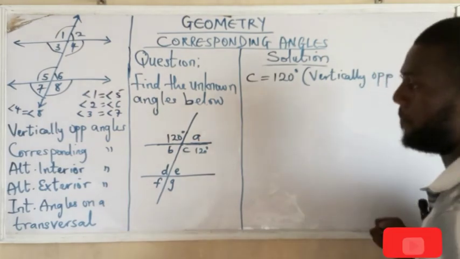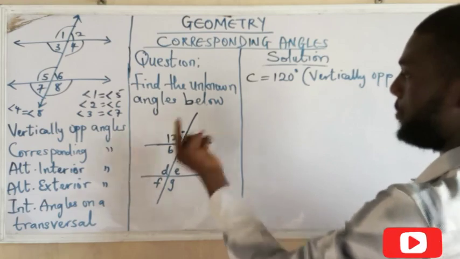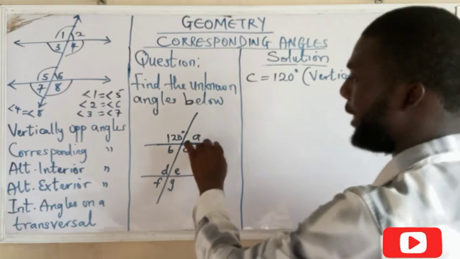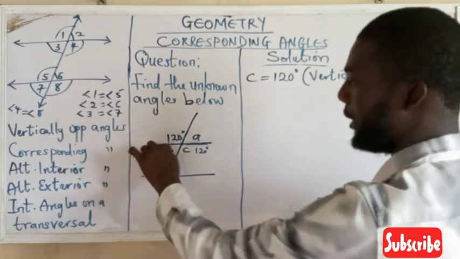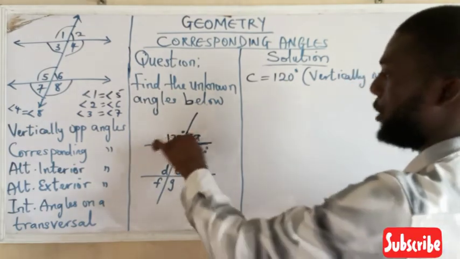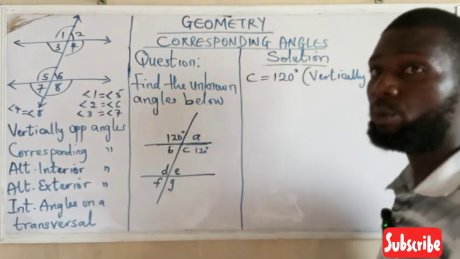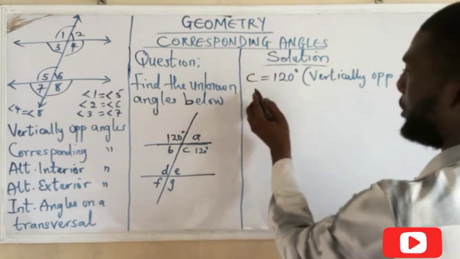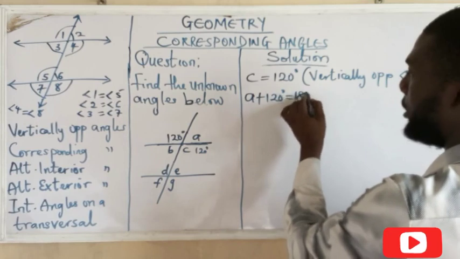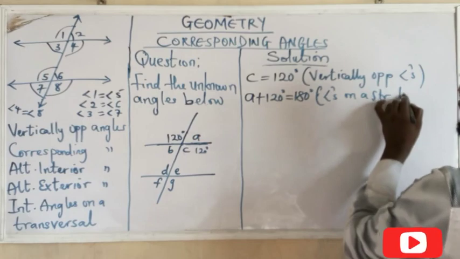So my C now is 120 degrees. Now that my C is 120 degrees, I can as well find my value of A. I know that A and 120 are on a straight line. So I can find the value of A by knowing fully well that angles on a straight line equal 180 degrees, and they both form what is called supplementary angles. So I can start by saying A plus 120 degrees equals 180 degrees. Reason, angles on a straight line.